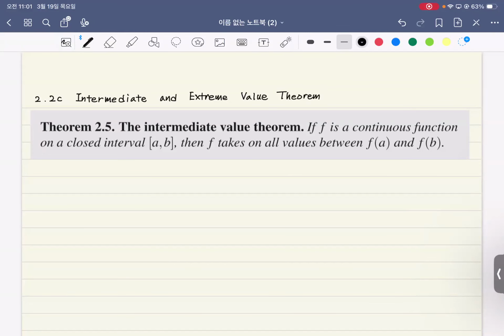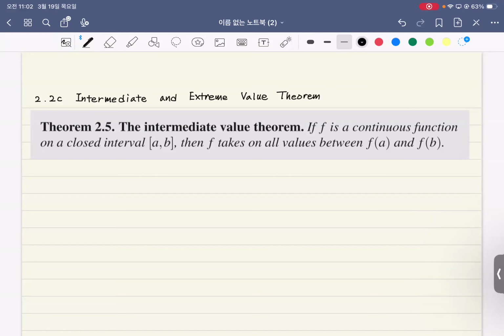Now, before we try to prove this, I want to rule out some trivial cases, such as, what if f(a) equals f(b)? Then all values between f(a) and f(b) is just f(a) itself, right? And in that case, the intermediate value theorem is always true, because at this endpoint the function value is just f(a). So there's nothing to prove.